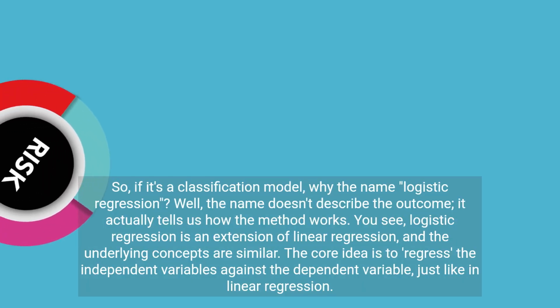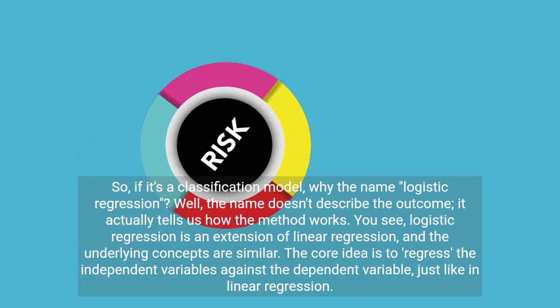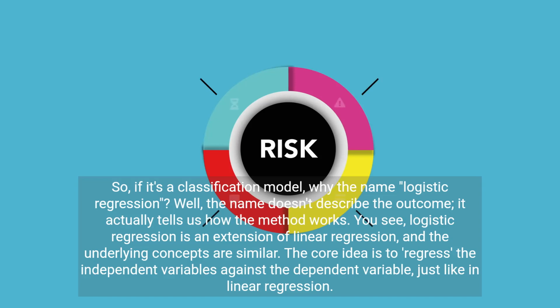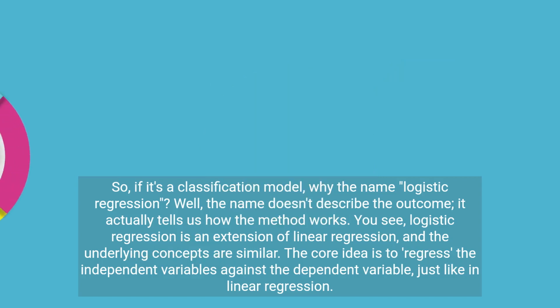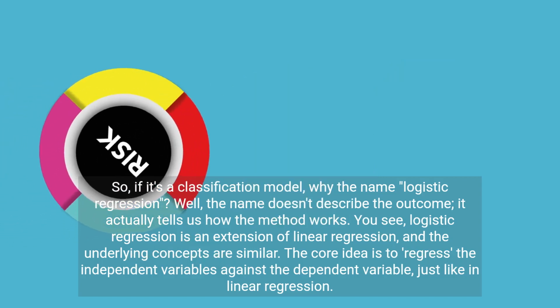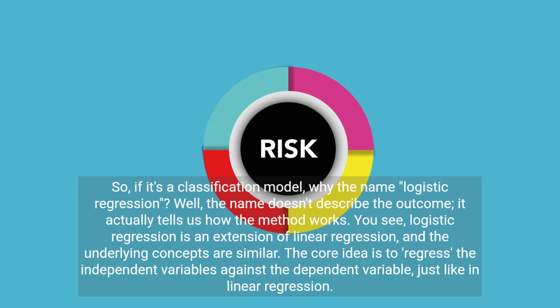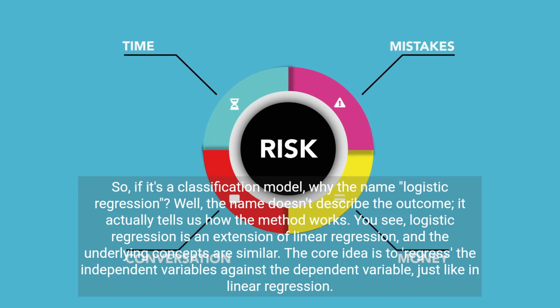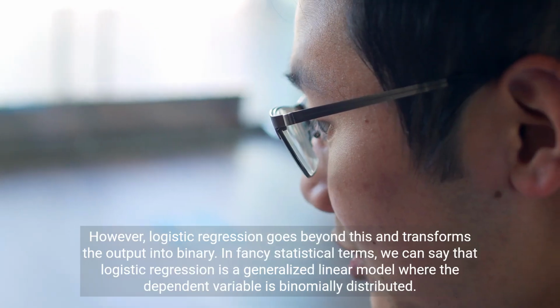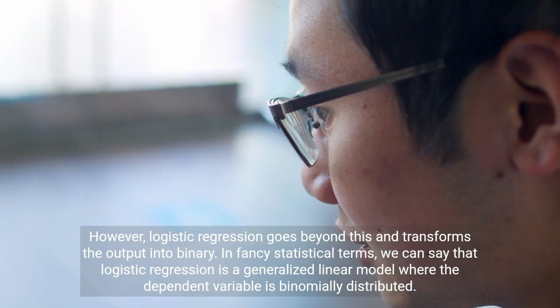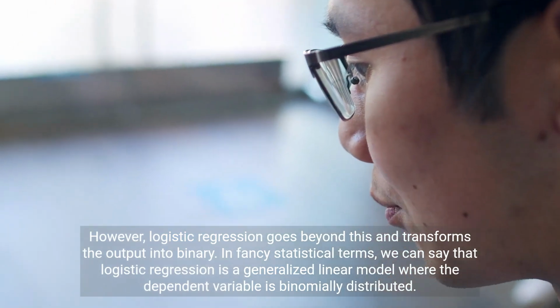So, if it's a classification model, why the name logistic regression? Well, the name doesn't describe the outcome, it actually tells us how the method works. You see, logistic regression is an extension of linear regression, and the underlying concepts are similar. The core idea is to regress the independent variables against the dependent variable, just like in linear regression. However, logistic regression goes beyond this and transforms the output into binary.